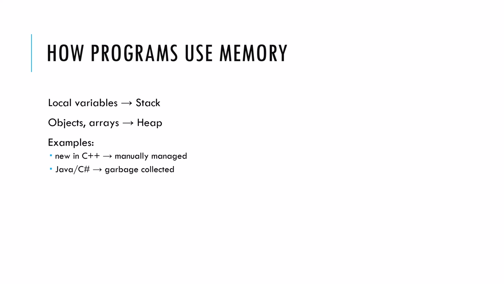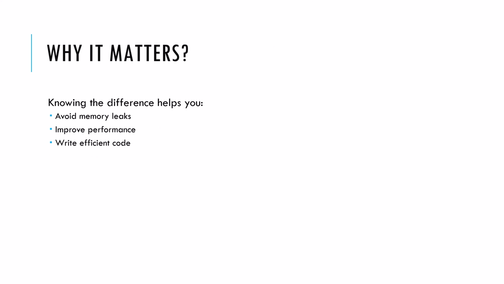Here's how most programs use both: local variables and functions are stored in the stack; objects, arrays, and large data are stored in the heap. In languages like C++, you manually manage heap memory using new and delete. In languages like Java or C#, the garbage collector handles heap memory cleanup automatically. Knowing the difference helps you write faster and safer code.